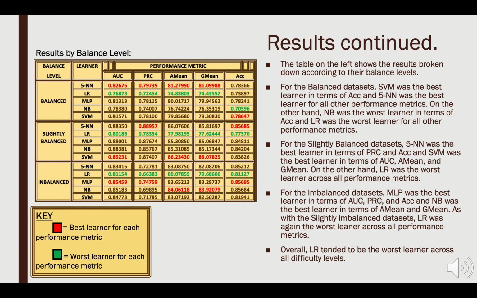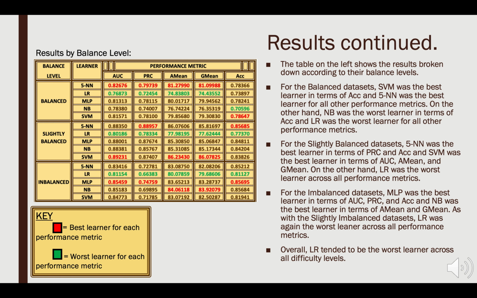For the imbalanced datasets, MLP was the best learner in terms of AUC, PRC, and ACC, and NB was the best learner in terms of A-mean and G-mean. As with the slightly imbalanced datasets, LR was again the worst learner across all performance metrics. Overall, LR tended to be the worst learner across all balance levels.